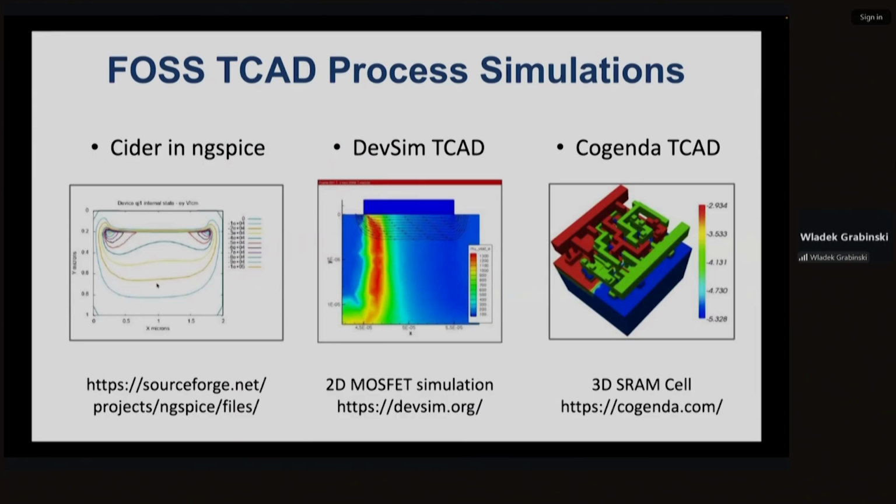Here is just a simple 2D representation of the potential distribution in a PN diode. DevSim is a quite advanced 2D simulator, where you can run, in this case, a 2D representation of a MOSFET device. A single device may not be enough to analyze more complex structures. Cogenda TCAD has a 3D option, and here we have a 3D representation of a basic SRAM memory cell.